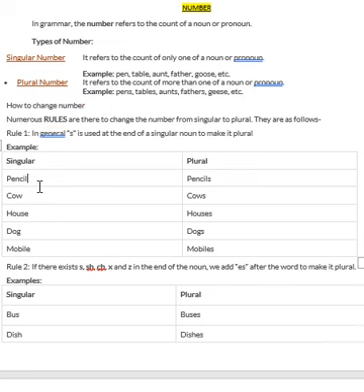If the word is pencil, then we will have to understand that there is one pencil. Whenever we add the letter S after pencil, then you will have to understand that there are more than one pencils. In the same way, cow becomes cows in plural, house becomes houses, dog becomes dogs, mobile becomes mobiles in plural.